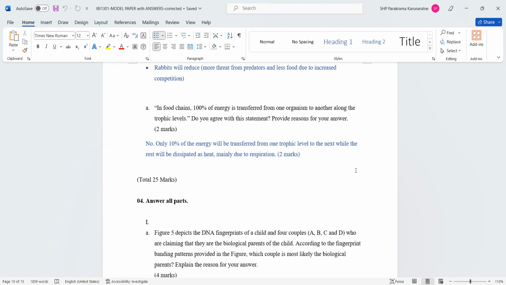Only 10% goes to the next level in the food chain. I clearly explained this to you. Only 10% of energy will be transferred from one trophic level to the next, while the rest will be dissipated as heat, because the rabbit uses it for its energy. So it dissipates as heat, mainly due to respiration. Because the rabbit has to live, it has to respire.